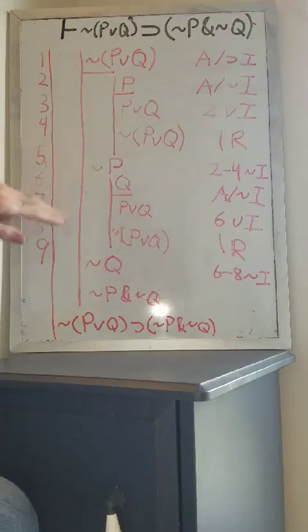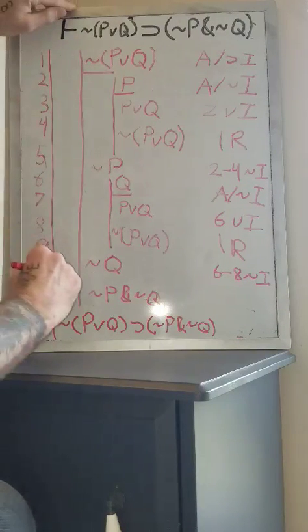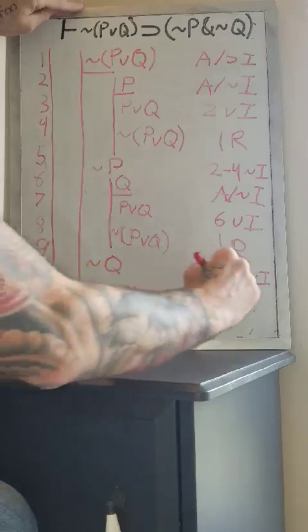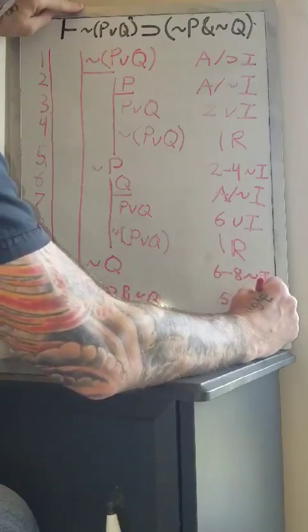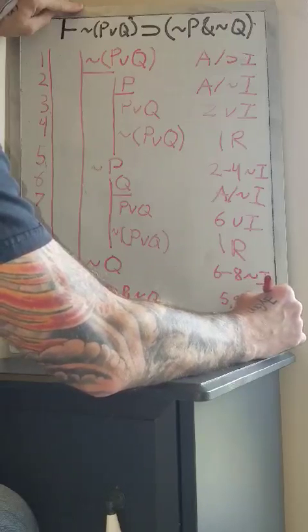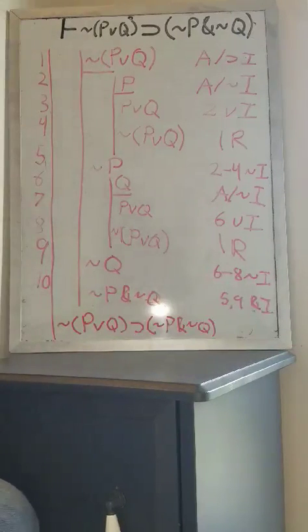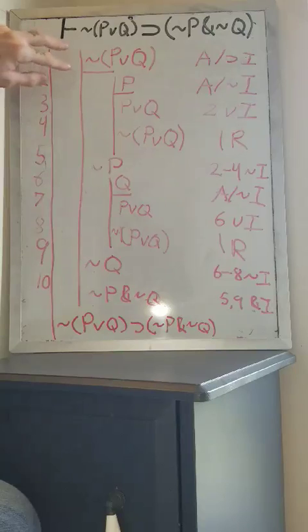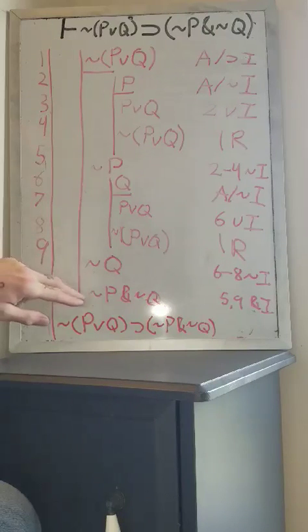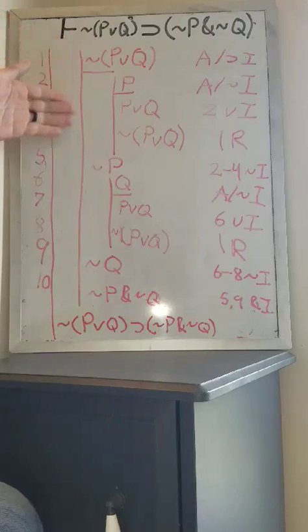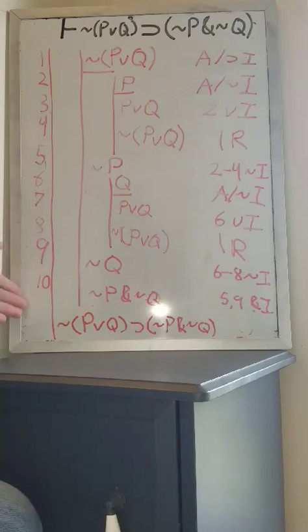And now we have both not P and not Q. We can put them together. So we've shown that the assumption of not P or Q leads to not P and not Q. So we can come out of this assumption or come out of this subderivation, okay, back out to the main proof.